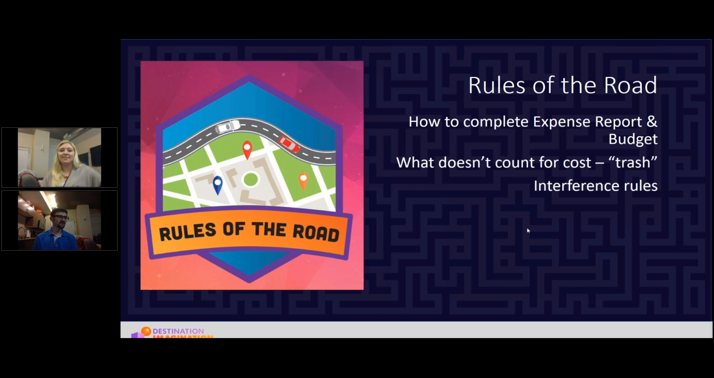Alrighty, so another thing, rules of the road. How do you complete your expense report and your budget? That's in there. So that's really helpful, because if you're not sure if something counts, or you get something at a yard sale and you're like, well, shoot, I bought this drill at a yard sale and it only cost me $6, but if I buy it new, it would have cost me $70. What do we do? That's going to answer those questions.